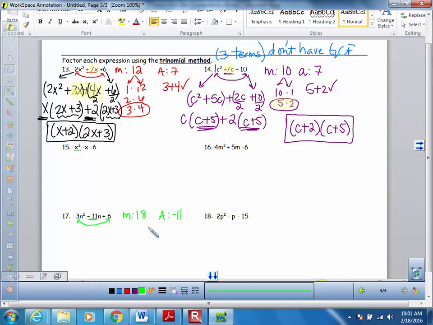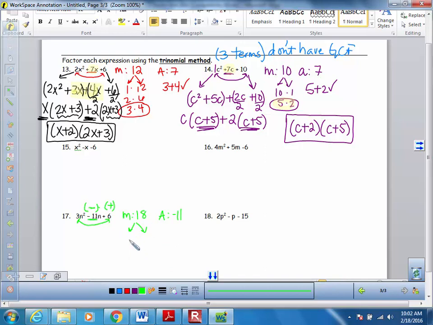I told you earlier when I was teaching you about trinomial method that if it starts positive and then ends negative, if this is negative and it ends up being positive when you multiply, that means the two things that you multiply are going to be negative. So I'm going to find all the factors of 18, and then once I find 2 that will add to give me 11, I'm just going to make those negative.